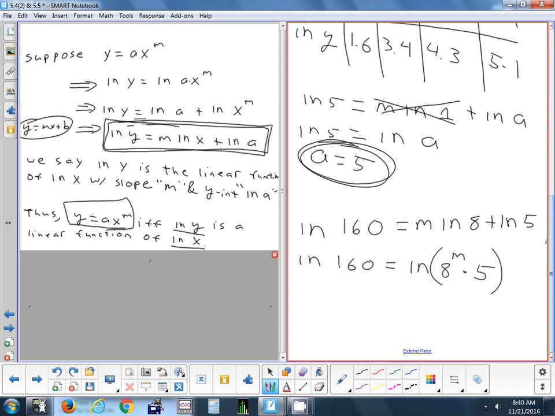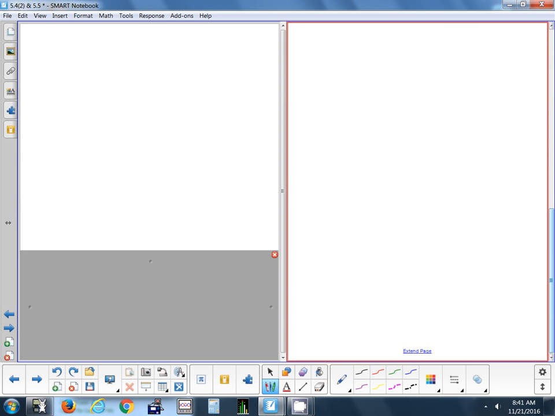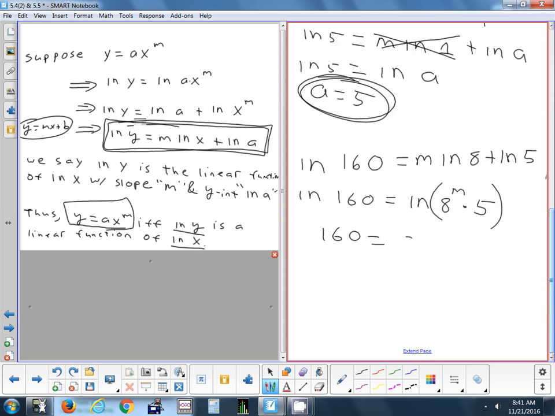All right, now the next step might be a little tricky, but what do you notice is on both sides? Yeah, now we said earlier you're allowed to take the ln of both sides of an equation, but you can also cancel it out from both sides. So you can end up with just this. It doesn't really matter if I put 8 to the m times 5 or 5 times 8 to the m, same thing. And now this is actually just like the population problem.